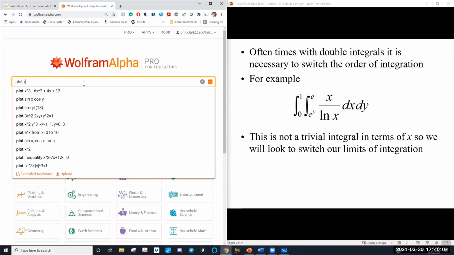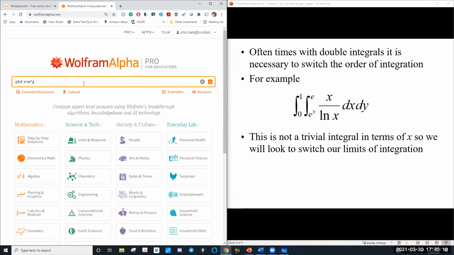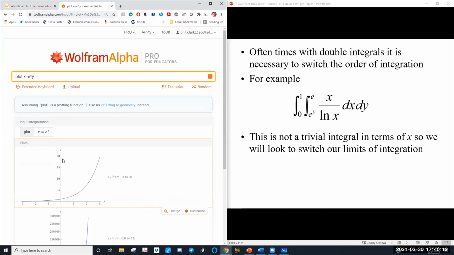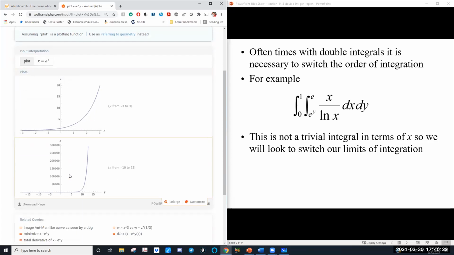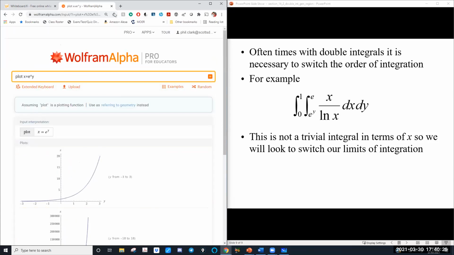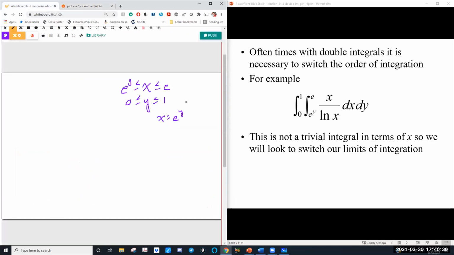So plot x equals e to the y. It looks like e to the x, but notice they're putting the x on the vertical axis, so they're not really helping us out. I don't really like that plot. So e to the y, I don't like the way that came out, but this is the same thing. If we solved for the inverse, y equals ln of x. So that's essentially the plot that we're looking at.